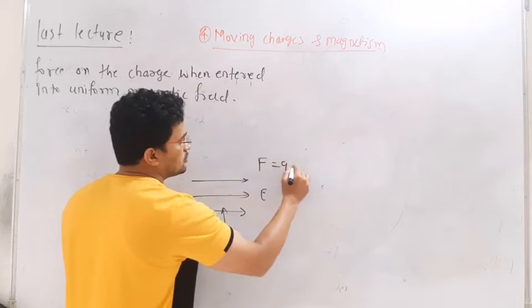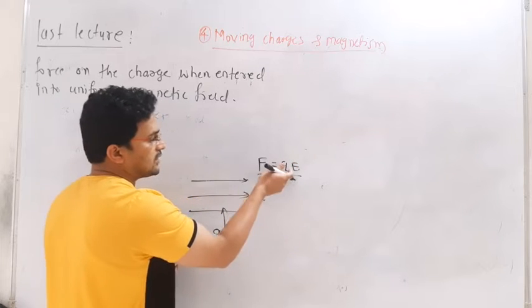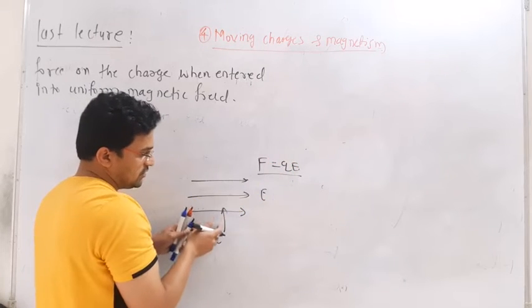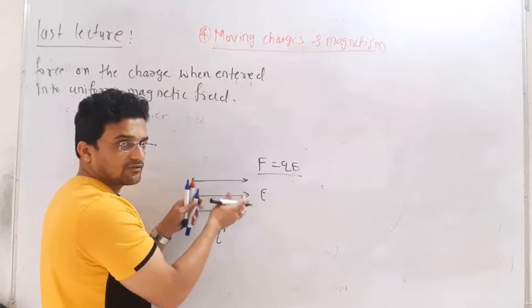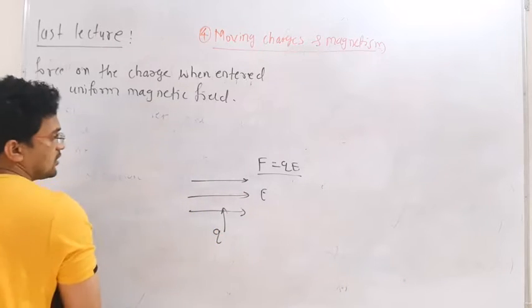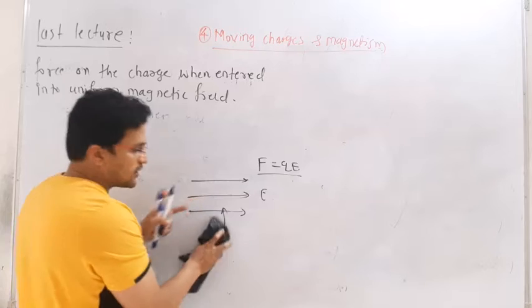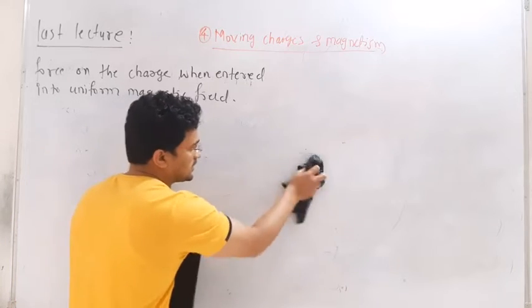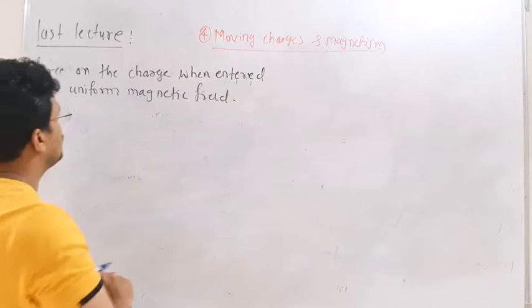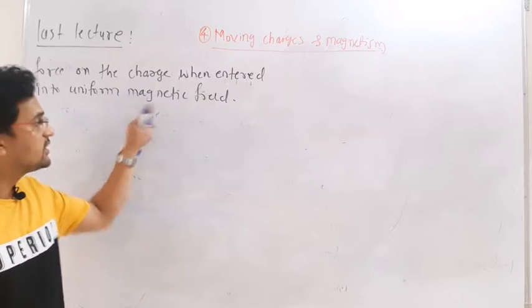That is given by F is equal to what? QE. So this is the electric force on the charge Q when it enters the electric field. In the same way, if the charged particle enters the magnetic field, how much force will it experience? That is nothing but the force on the charged particle when it enters the magnetic field.